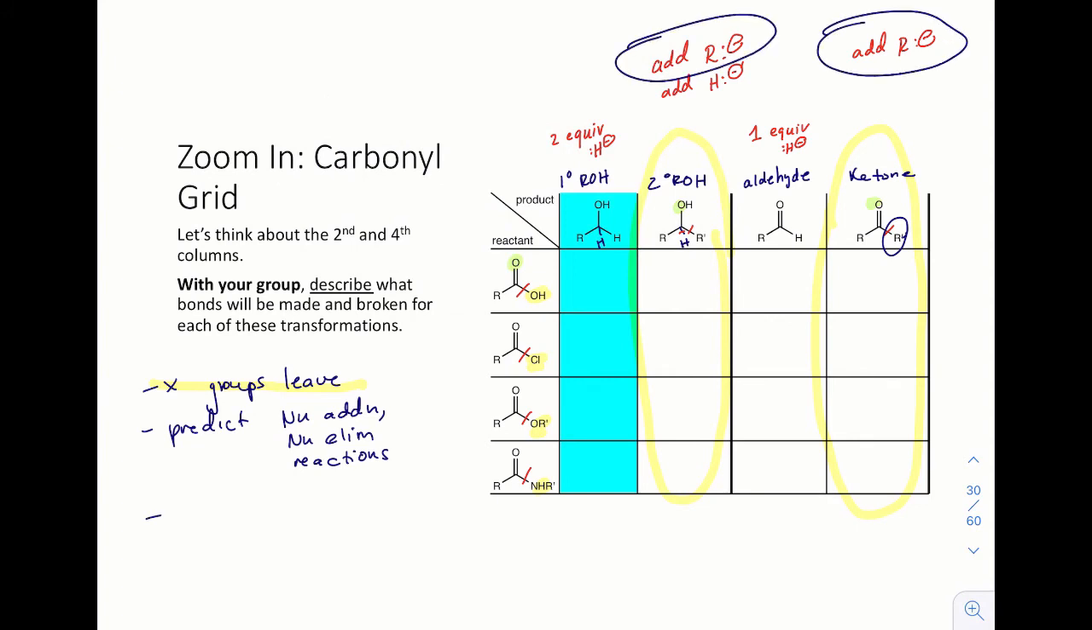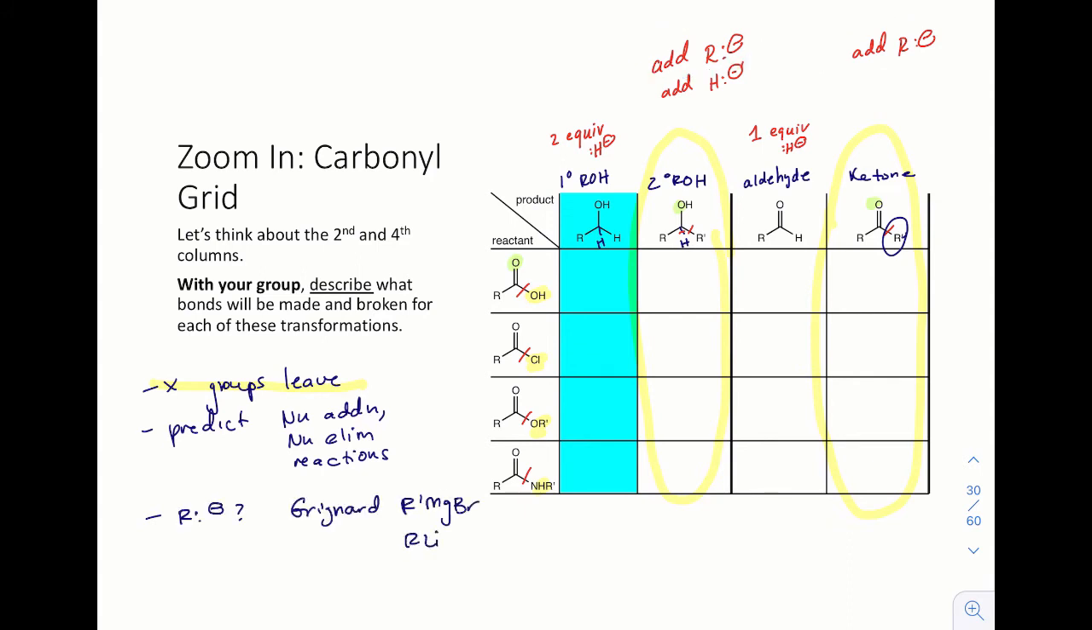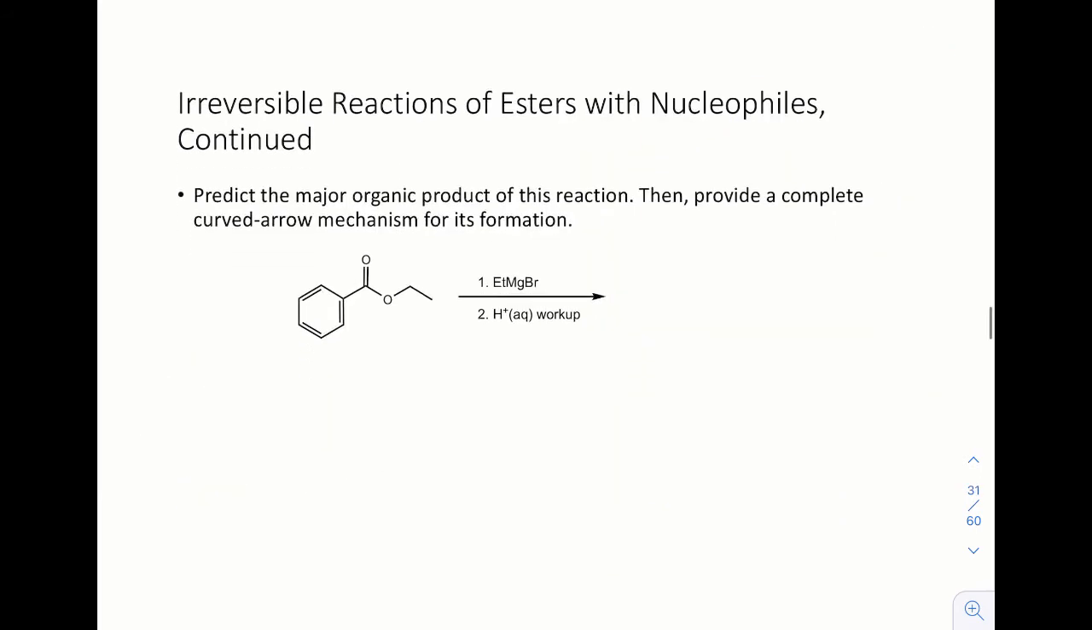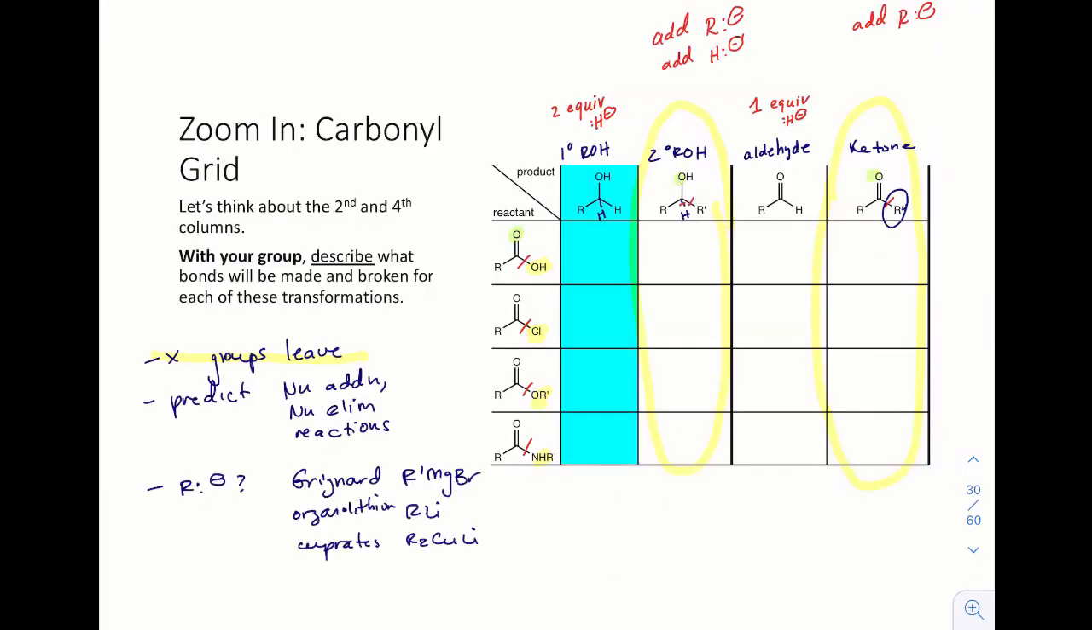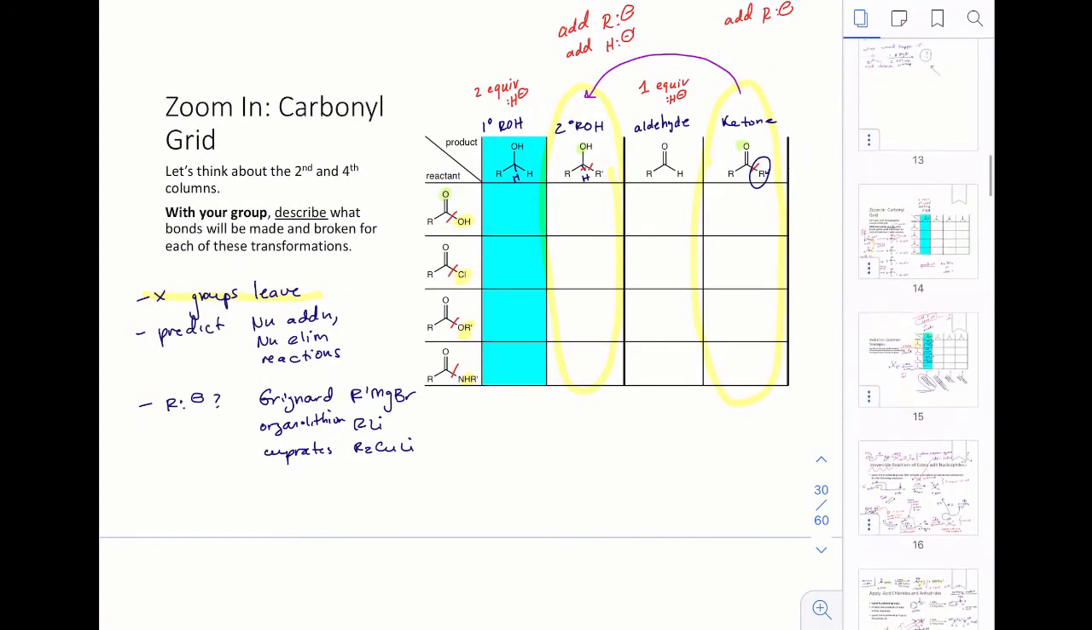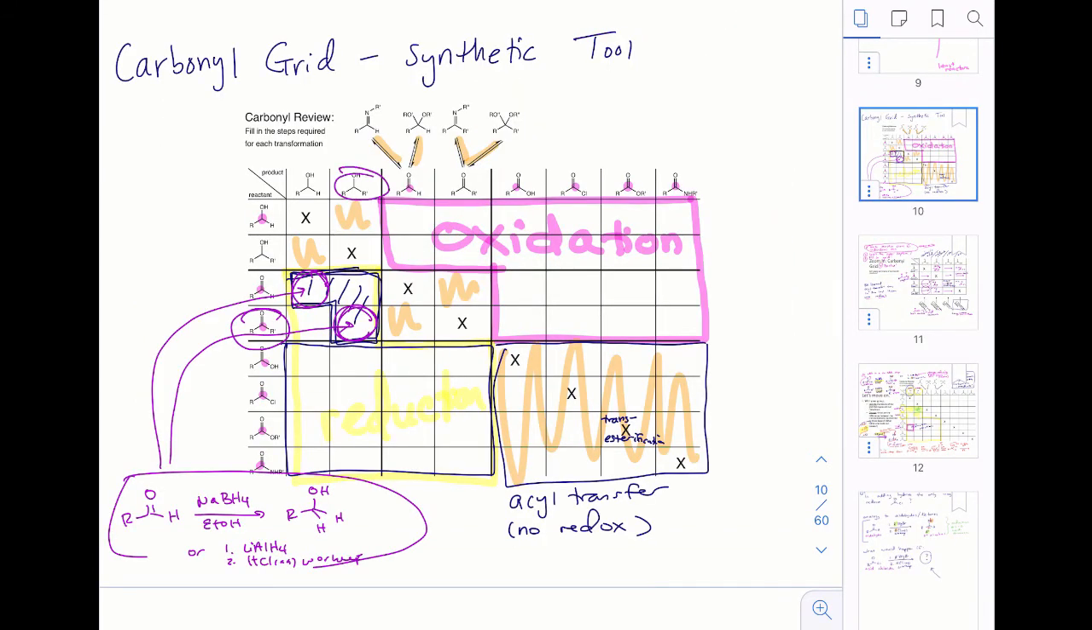Now, what might be the source of carbanion? Grignard reagents, organolithium reagents, dialkyl cuprates. And we've also talked about Wittig reagents, but those generate alkenes. An interesting aspect of these two columns is that they could be interconverted between each other, right? The ketone can be converted to a secondary alcohol, right? Ketones to secondary alcohols, we know that transformation already.